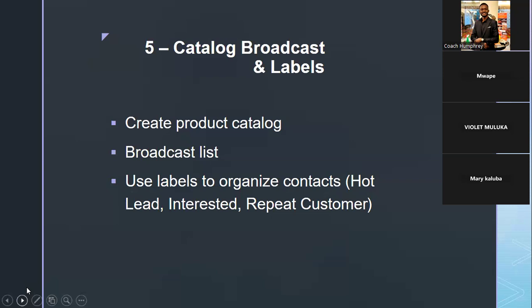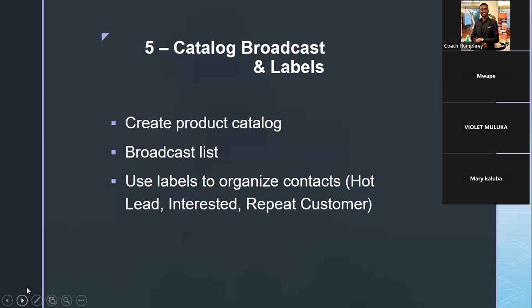Then another thing that you need to understand is you need to have a catalog, broadcast, and labels. I'm sure I've talked about labels. Let me just give you a bit more detail on labels. So you need to create a product catalog. On the product catalog, WhatsApp has to review it in order to make sure that it meets the WhatsApp standard. You're not making claims, and you are not posting inappropriate things.